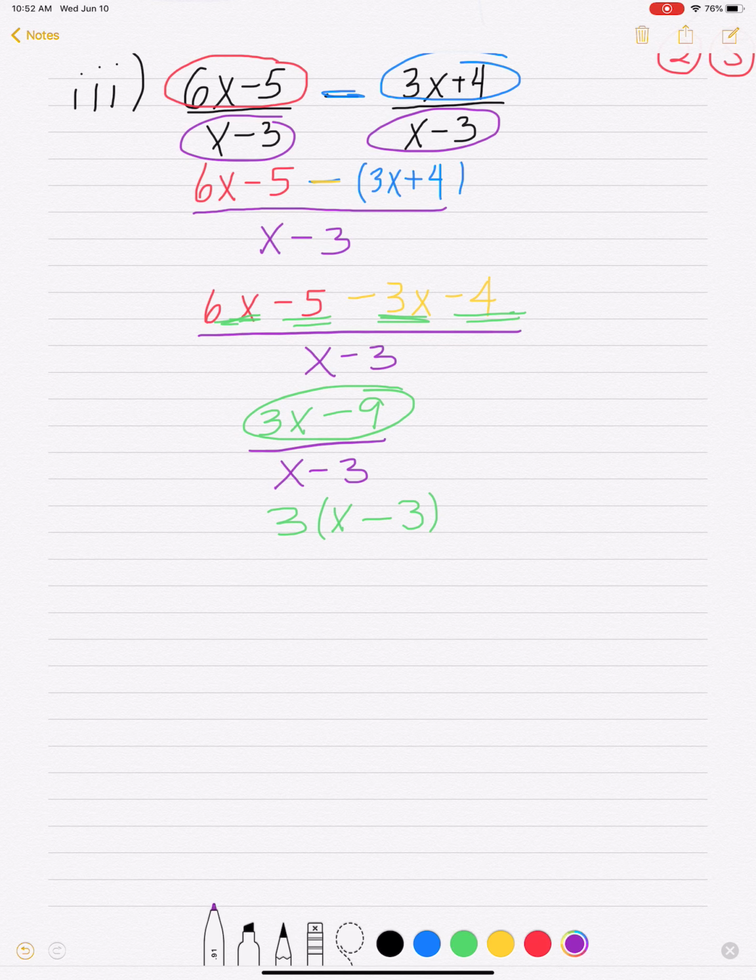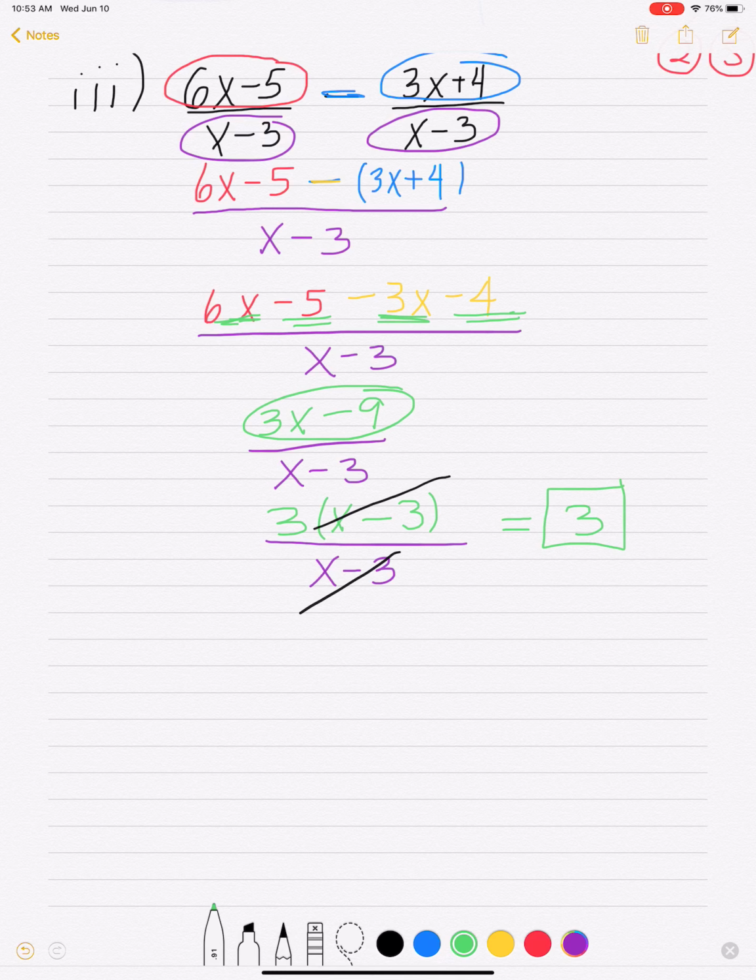All right. So underneath that, I'm going to put my denominator of x minus 3. And from here we can cancel out the common factors of x minus 3. So our final answer here is just going to be 3. Who would have thought, right? No x's in this. Interesting problem.